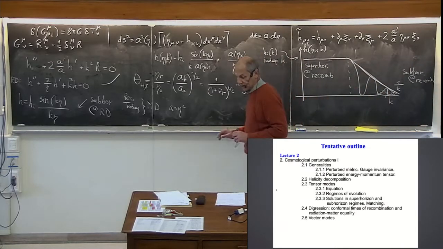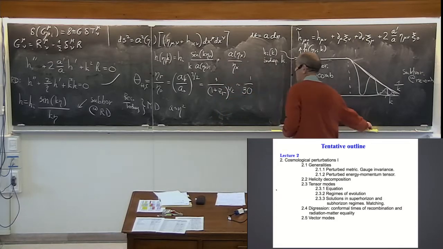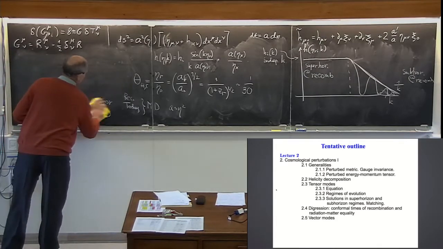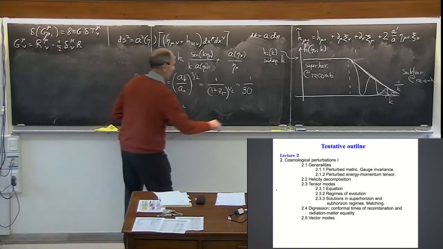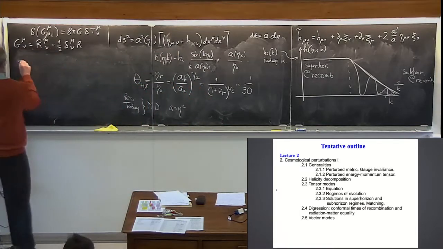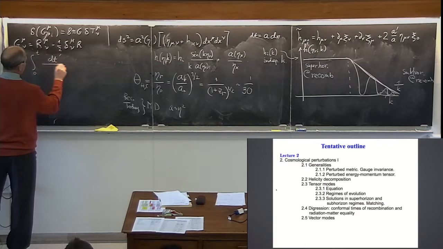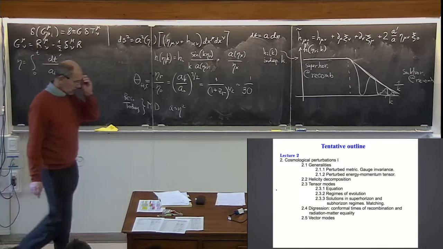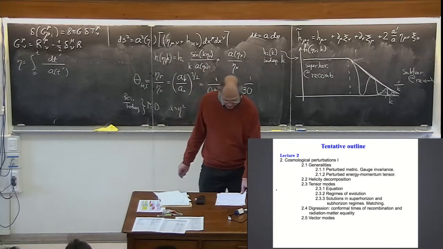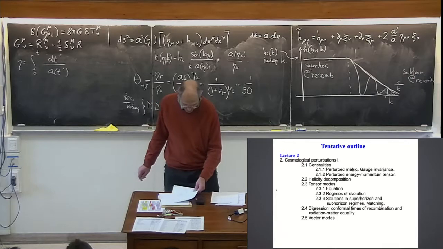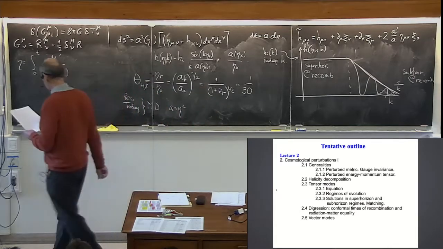We can easily refine this by writing that eta is an integral from 0 to time, whatever time it is, dt prime over a of t prime, right? That's our definition of eta, the distance of the coordinate horizon size.